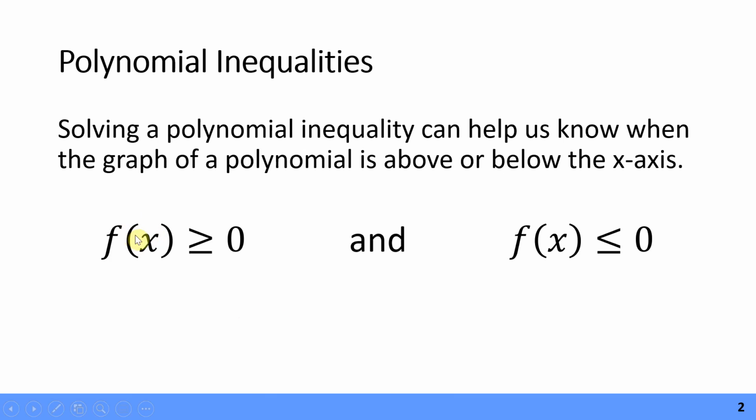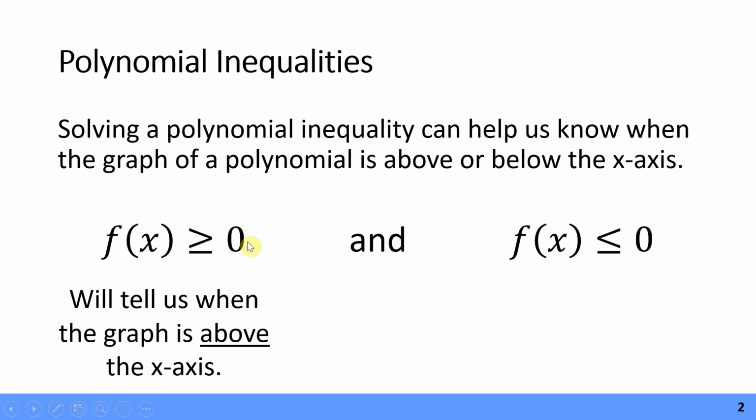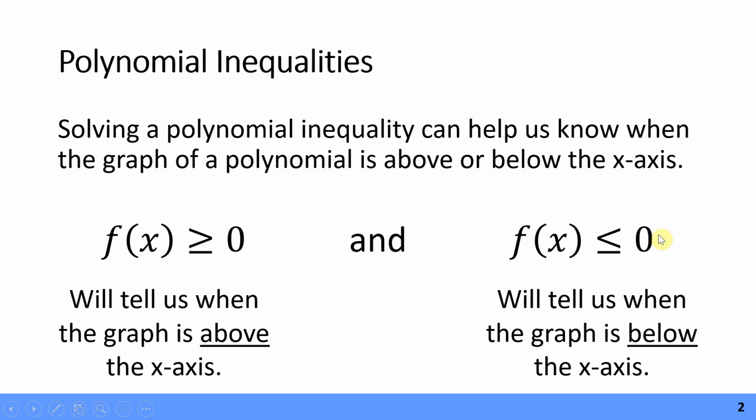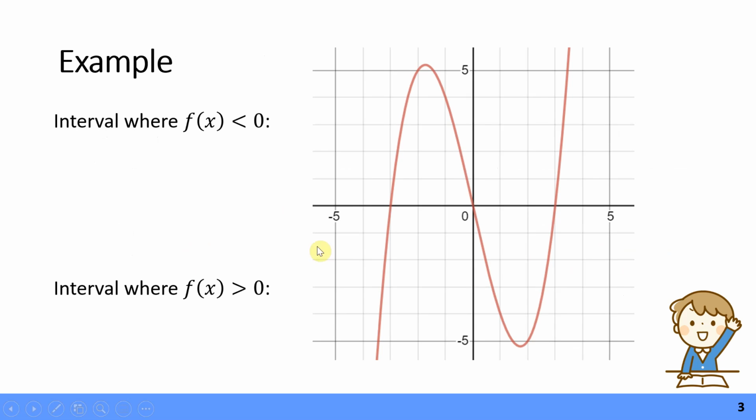If you solve the inequality when it's greater than or equal to 0, that shows you when the graph is above the x-axis. On the contrary, if you solve for when it's less than or equal to 0, it shows you where the graph is below the x-axis. That makes sense, right? If it's greater than, which means positive, it shows you when it's above. And if you solve for less than, which means negative, it means when the graph is below. So let's go ahead and start with a few examples.